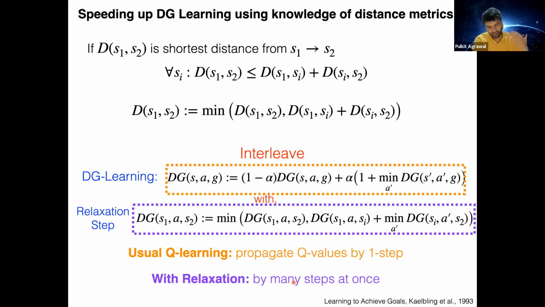Just think of it in dynamic programming. You go to the end and you use the end to propagate values to your starting state. But if you can somehow skip the queue and propagate the value from the last state to, say, the middle state, and the middle state to the first state, then your learning is going to be much faster. So the relaxation step is kind of doing that.